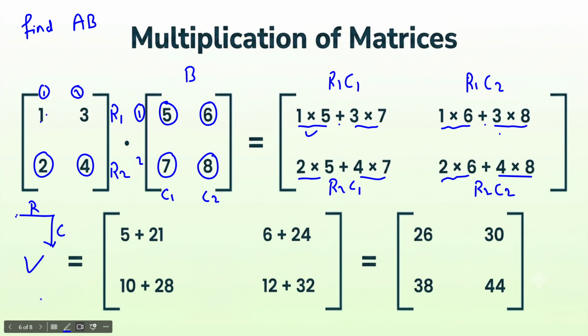Further you have to simplify. That is, 1 into 5 is equal to 5, 3 times 7 will be 21, 1 into 6 will be 6, and 3 into 8 will be 24. Similarly here, 2 times 5 will be 10, 4 times 7 will be 28, 2 times 6 will be 12, and 4 times 8 will be 32.